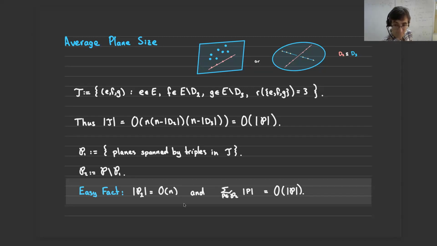And because there are not very many of them, it's easy to show that the sum of the sizes of these planes is going to be fairly small in comparison to the number of planes, which we know roughly. So I'm skipping some details here, but they're not very interesting details and they're easy details. So for these exceptional planes, it's not very difficult to show that they're not going to significantly add to the average.